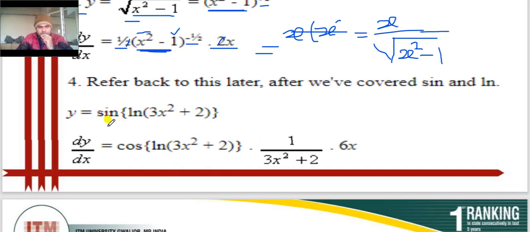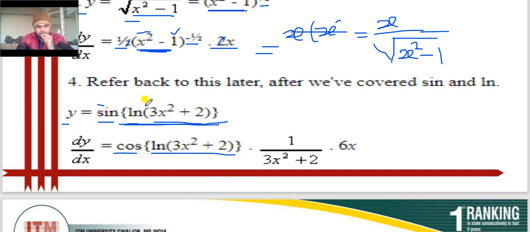Similarly, we can do this one exercise also. We have given y is equal to sine log. Firstly, we assume this whole thing as theta. Differentiation of sine theta is cos theta. So we write cos and this whole function.